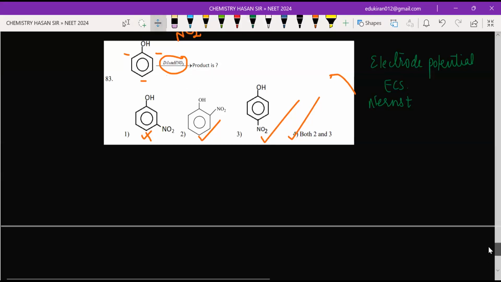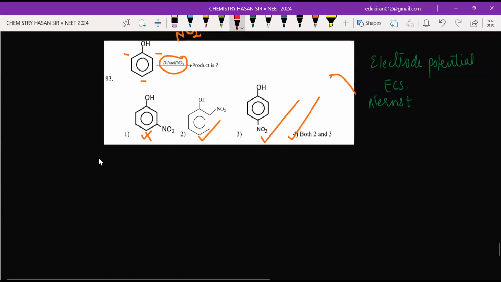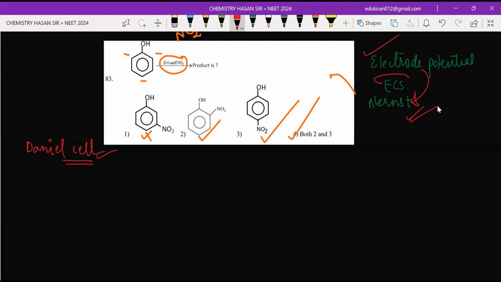Also, if you have any important topics in mind, then we can take that. Yeah, we can do that. Daniel cell we are going to do, because from Daniel cell we will be able to do electrode potential, and with the help of electrode potential we can do the Nernst equation, and with it we can do EMF as well. Is that clear? Yes, sir. Can we go for Daniel cell? Yes, sir.